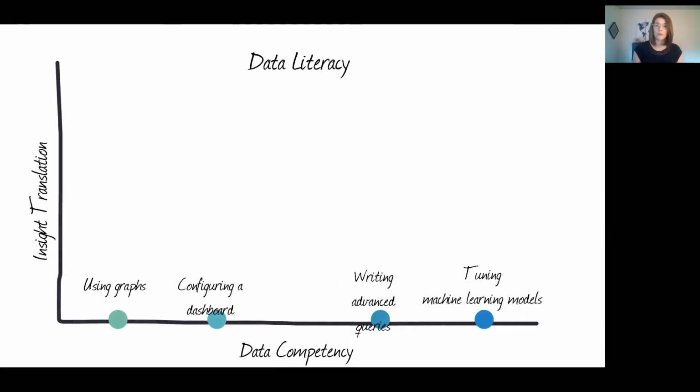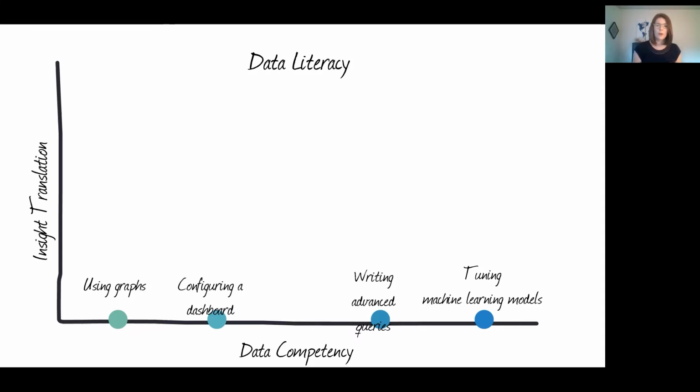Now, our previous spectrum is called data competency, which roughly equates to technical skills of working with data, the reading and creating component of our definition. The second dimension is called insight translation. This is the process of understanding the data and putting it to use in some way. This axis relies heavily on understanding and communicating components of our definition.